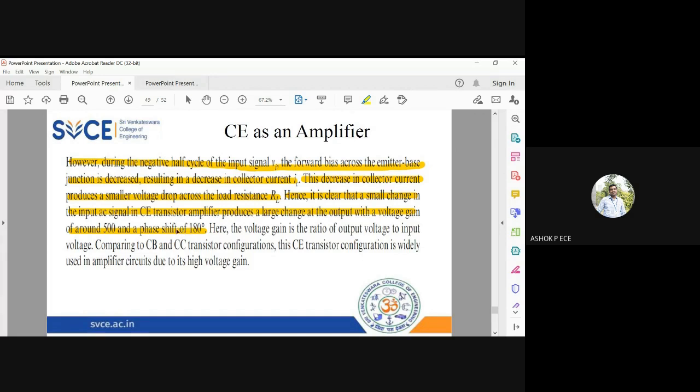See where 1 millivolt is, and where 0.5 volt is. How huge the amplification being done is. So voltage gain is output voltage by input voltage.